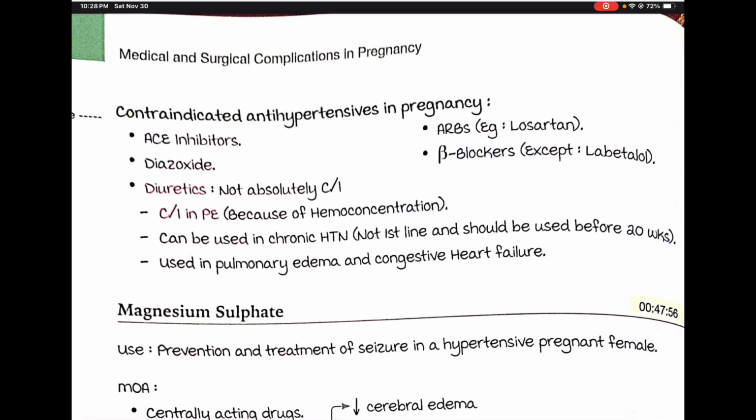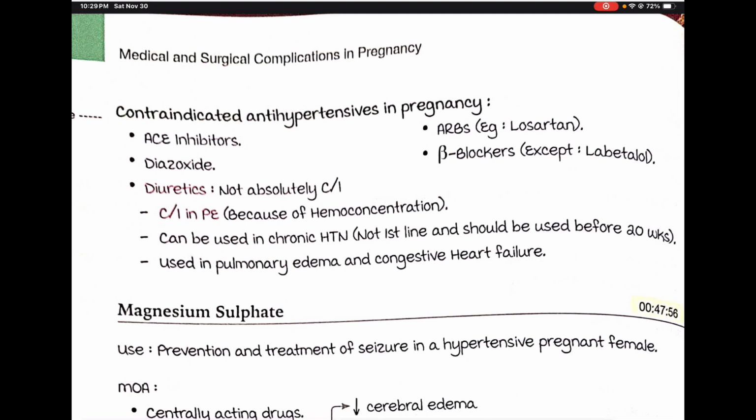Contraindicated antihypertensives in pregnancy: ACE inhibitors, ARBs (angiotensin receptor blockers), for example losartan, and beta blockers except labetalol.